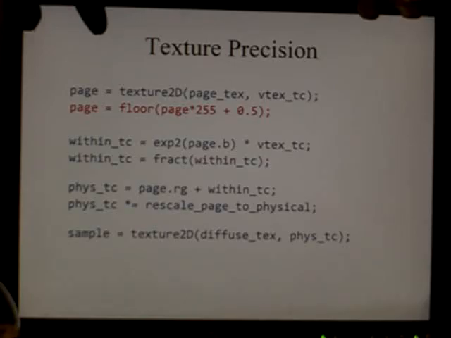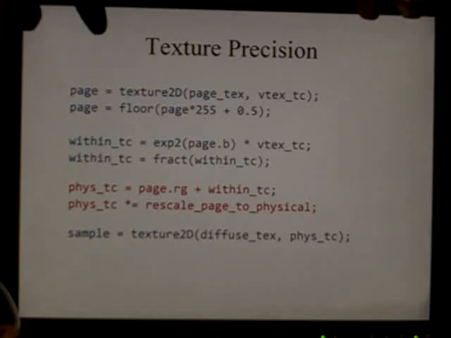If I do this, now my page.b is now the mid-level actually as an integer. It's exactly what I want, and I can do the rest of this. But I actually do this not just for the blue channel, but also for the red and the green channels. And this is how I avoid any precision issues for expressing those coordinates. So now I'm expressing those physical page coordinates as integers.